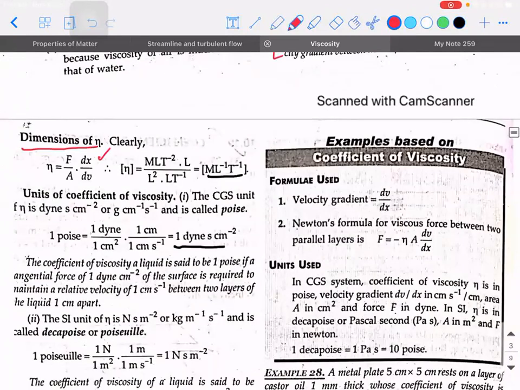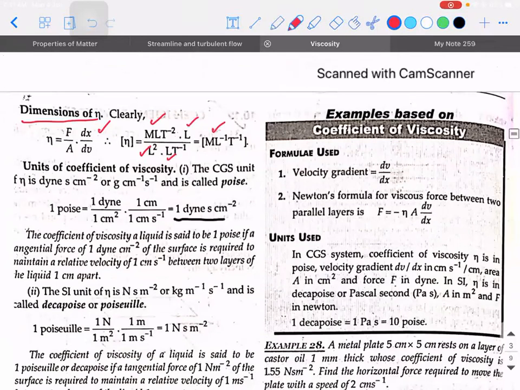Okay. So what is the dimensional formula of force? It is M L T minus 2. The dimensional formula of area is L square, the dimensional formula of dx is L, and the dimensional formula of dV is L T inverse. So once you write all these and rearrange, the dimensional formula of eta is M L minus 1 T minus 1. Got it? Okay. So this is the dimensional formula of eta.